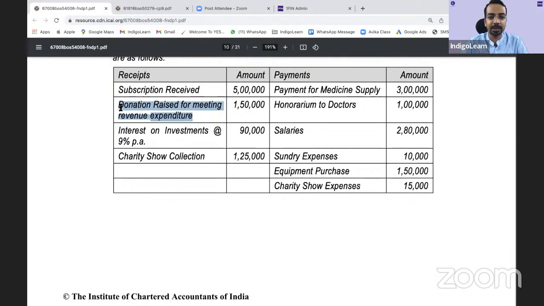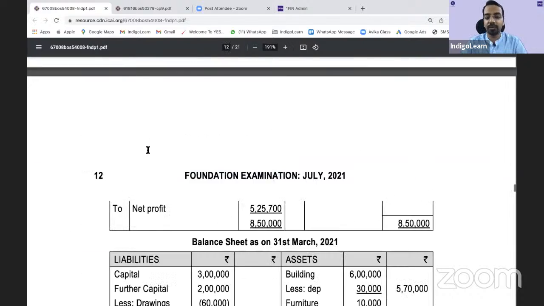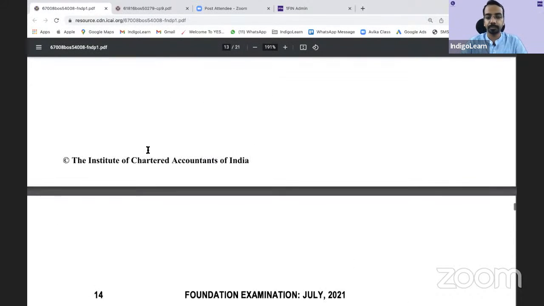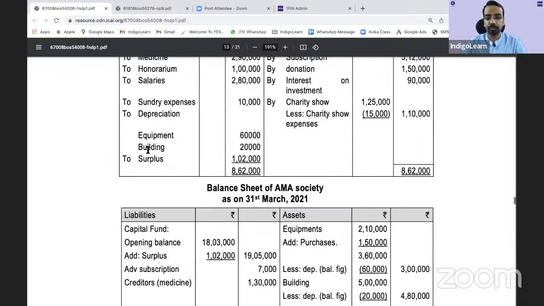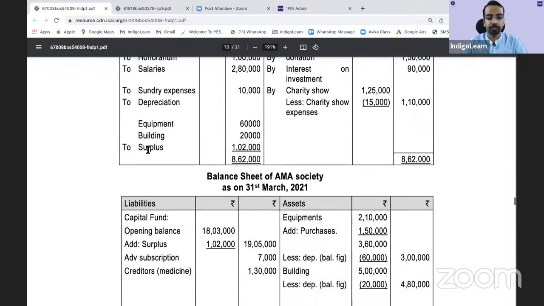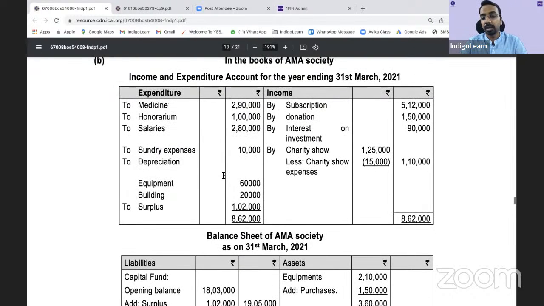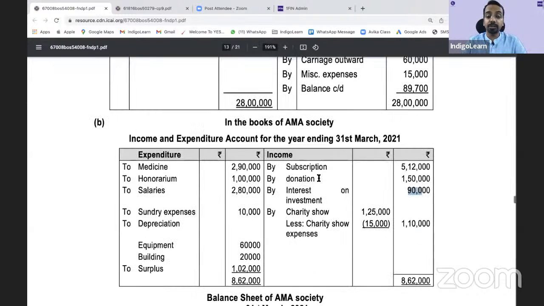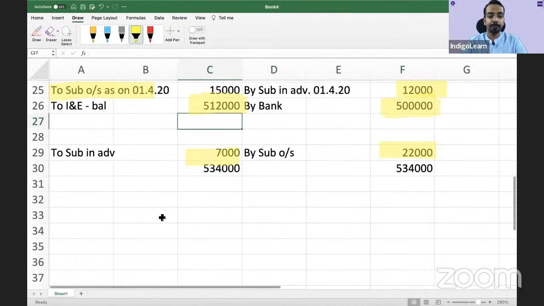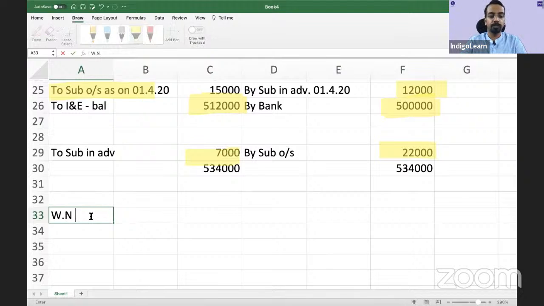And donation raised for meeting revenue expenditure. This is a straightforward income item. You will credit it to the income account. Then interest on investment, again, interest on investment 90,000, straight away you will credit to the income account. Yeah, here, donation and interest on investment. Okay. Then the moment you see interest on investment at 9%, you have earned 90,000, means there is definitely some investment amount. So if 9% is 90,000, if we can have immediately working note number 2.